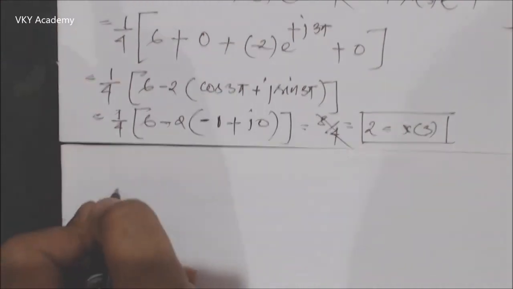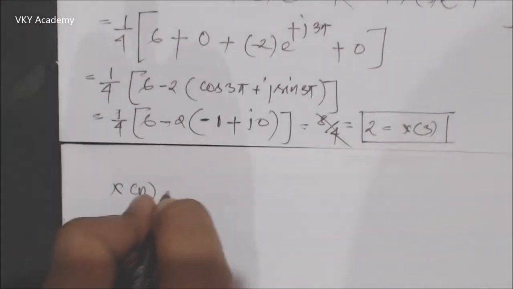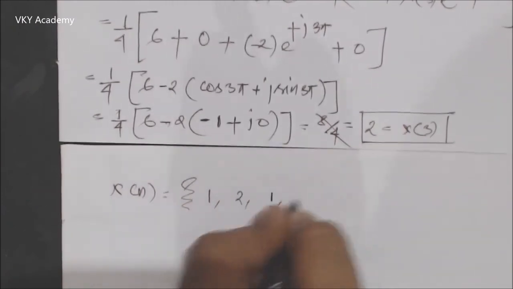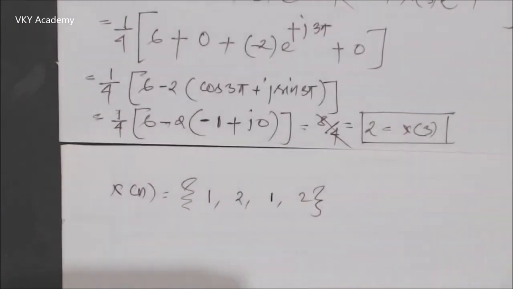So finally x of n is equal to 1, 2, 1, 2, which is my discrete time signal. So in this way we can compute the IDFT of a given complex variable. Thank you.